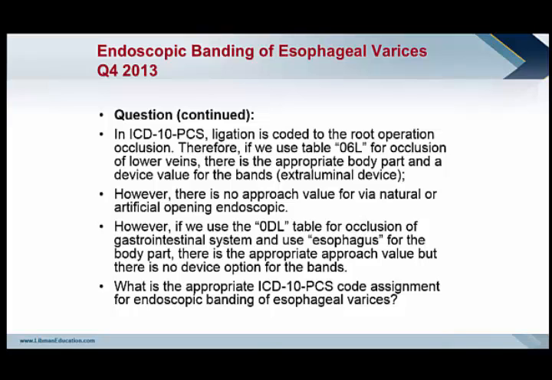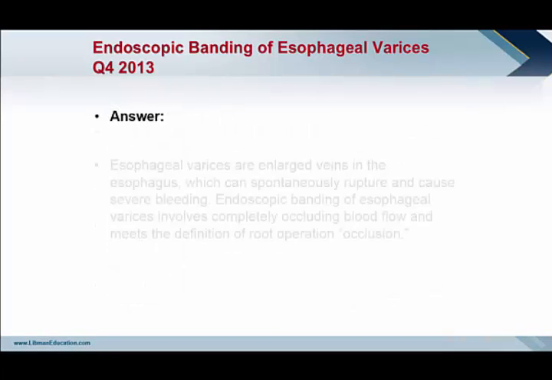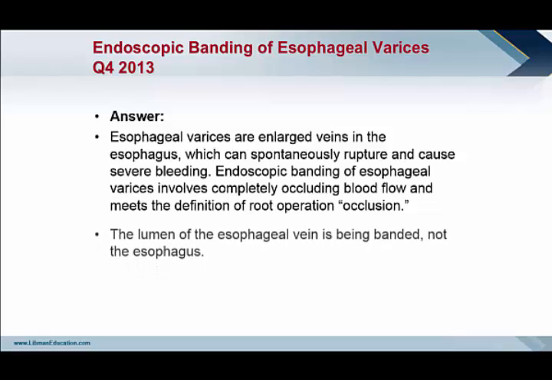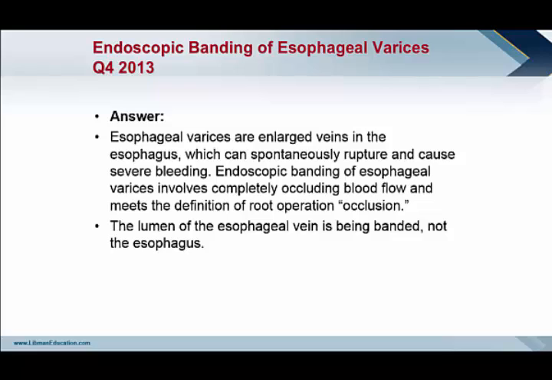And you know that you're in a little bit of trouble when, in the course of answering the question, Coding Clinic starts out by giving a clinical and anatomy lesson. Esophageal varices are enlarged veins of the esophagus, which can spontaneously rupture and cause severe bleeding. Endoscopic banding of these esophageal varices involves completely occluding the blood flow and meets the root definition of the operation occlusion. The lumen of the esophageal vein is being banded, not the esophagus. So you start to get a sense of the direction that they're going in with their answer.